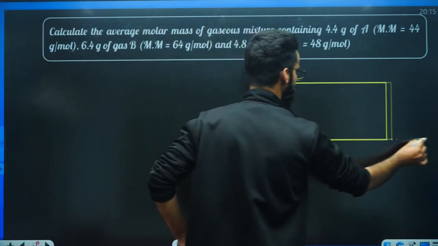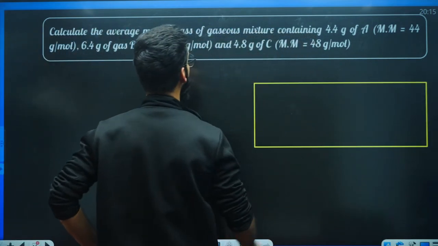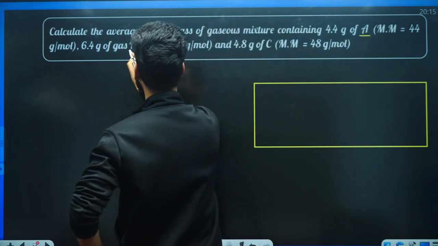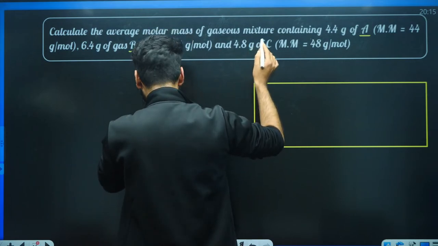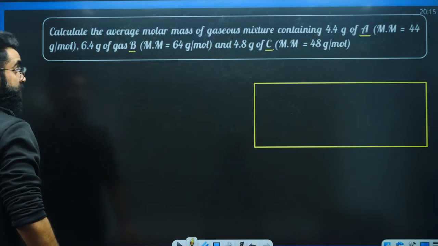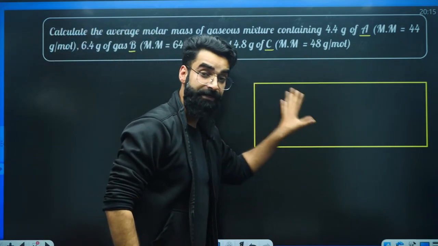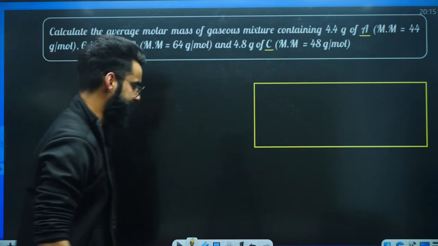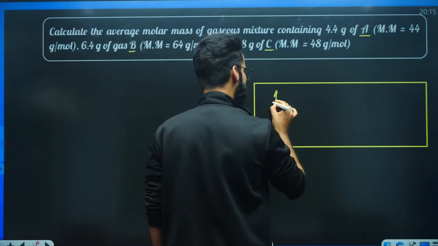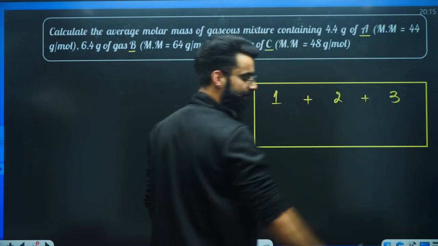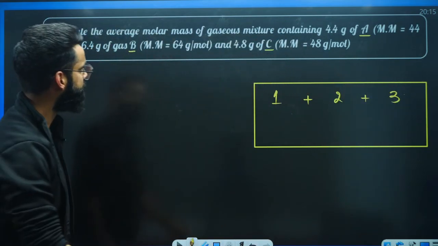So basically, you have got a container, for example, and this container contains 3 gases. Gas A, gas B, and gas C. Instead of A, B, C, I'll use 1, 2, 3. So we have got, for example, 3 chemically non-reacting gases in the container.